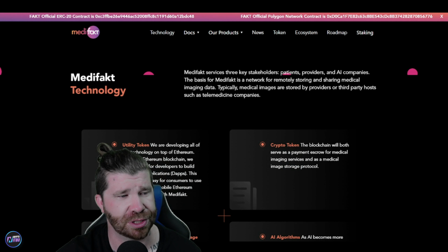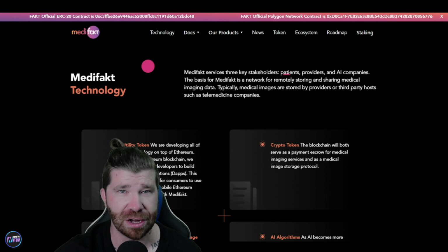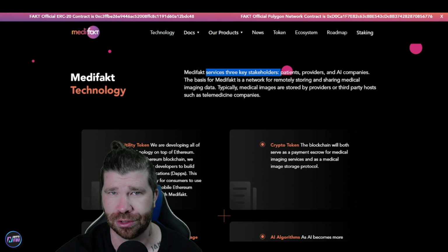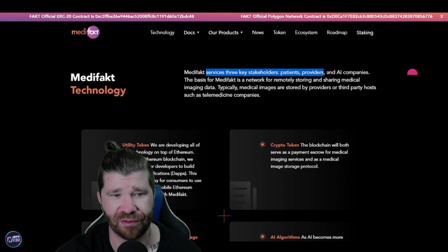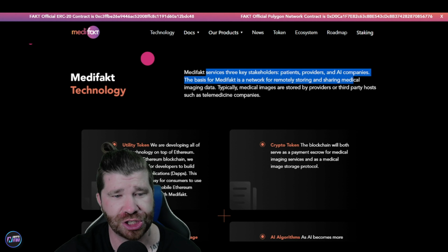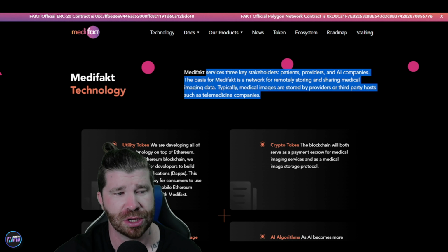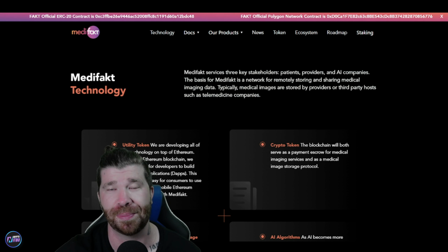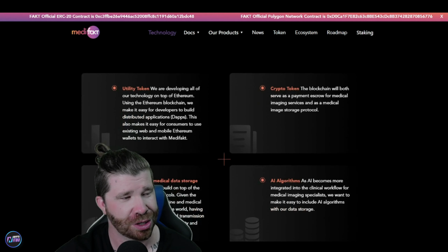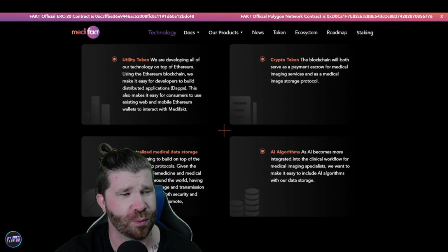So if we take a look, you will see where it does state that basically Medifakt, the overall services, there's three key stakeholders. So we have the patients, we have the providers, and we have the AI companies. The basis for Medifakt is a network for remotely storing and sharing medical imaging data. Typically, medical images are stored by providers or third-party hosts, such as telemedicine companies, which is actually 100% true. So I like this. So let's talk a little bit about what they have to offer.